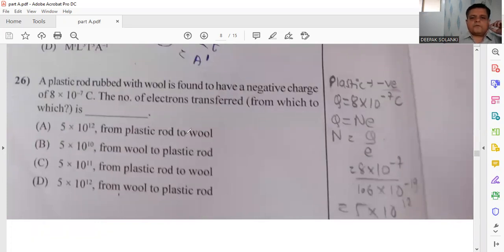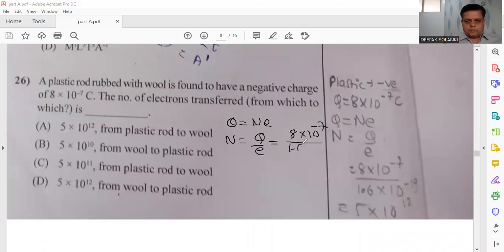A plastic rod rubbed with wool is found to have a negative charge of 8 into 10 to the power minus 7 coulomb. The number of electrons transferred: Q is equal to Ne, so N is Q by e. So Q is 8 into 10 to the power minus 7, e is 1.6 into 10 to the power minus 19. So it is 5 into 10 to the power 12.